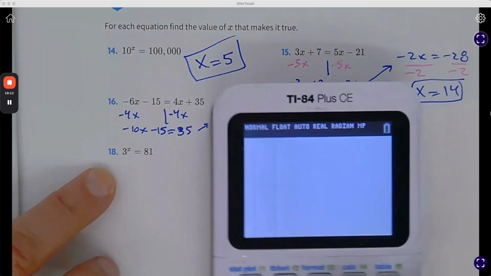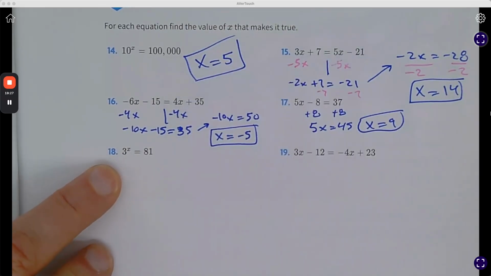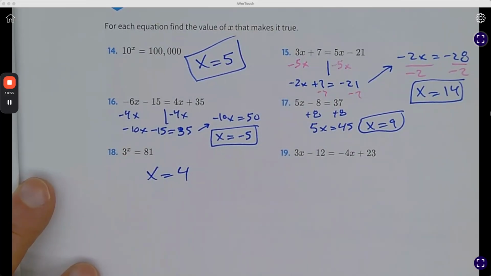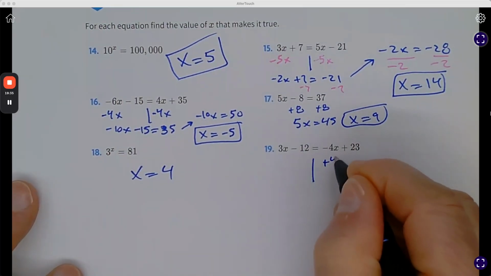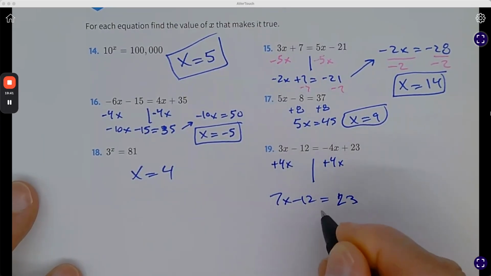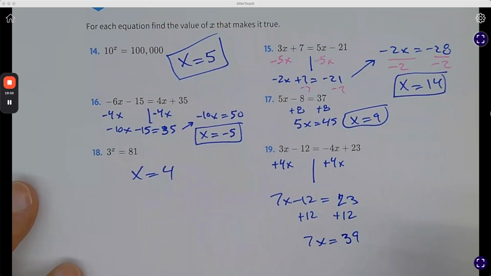Here's one of those guess and checks because it's exponential. So 3 exponent 2. Nope. 3 exponent 3. Nope. 3 exponent 4. Yep, there it is. x equals 4. And the last one is add 4 to both sides. 4x. Get your x's on the left. Add 12 to both sides. 35. Divide by 7. Boom.